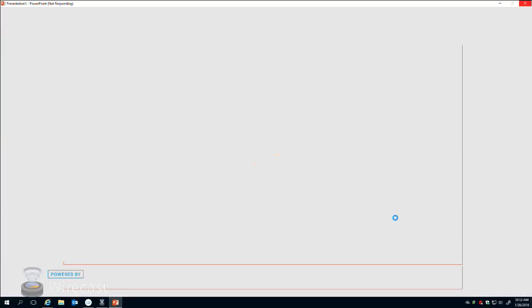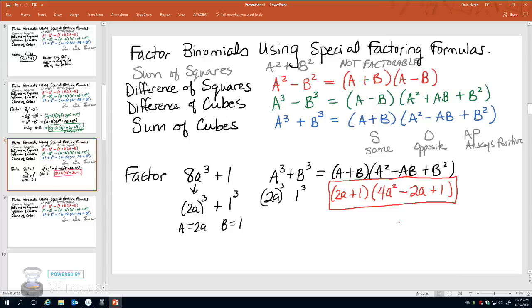All right. That's it for this lesson. So hopefully you are feeling a little bit more comfortable factoring binomials using special factoring formulas. And so when you see these in ALEKS, you'll be able to factor them.